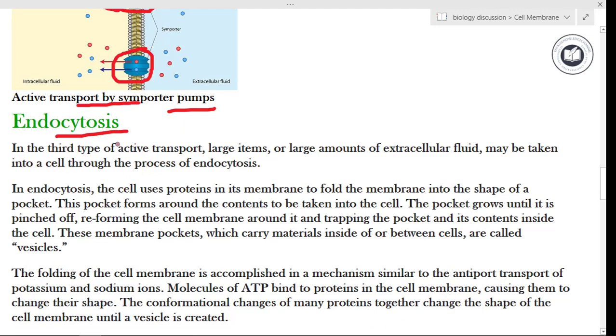Endocytosis. In the third type of active transport, large items or a large amount of extracellular fluid may be taken into a cell through the process of endocytosis.